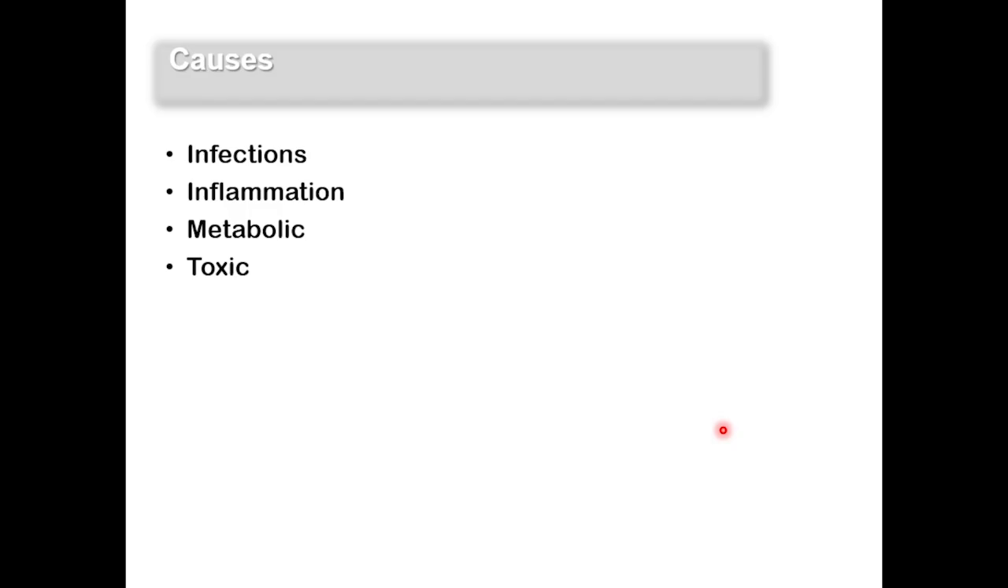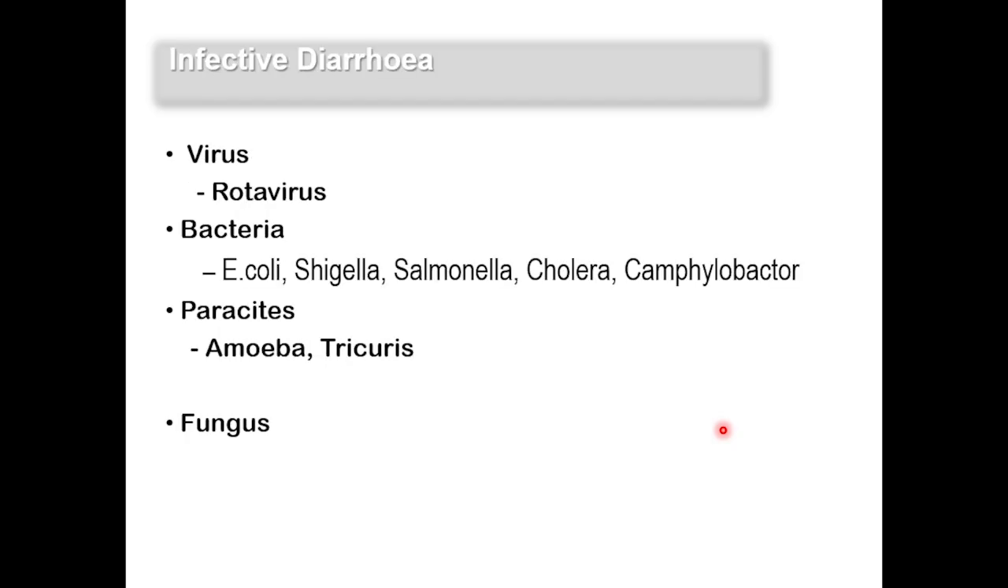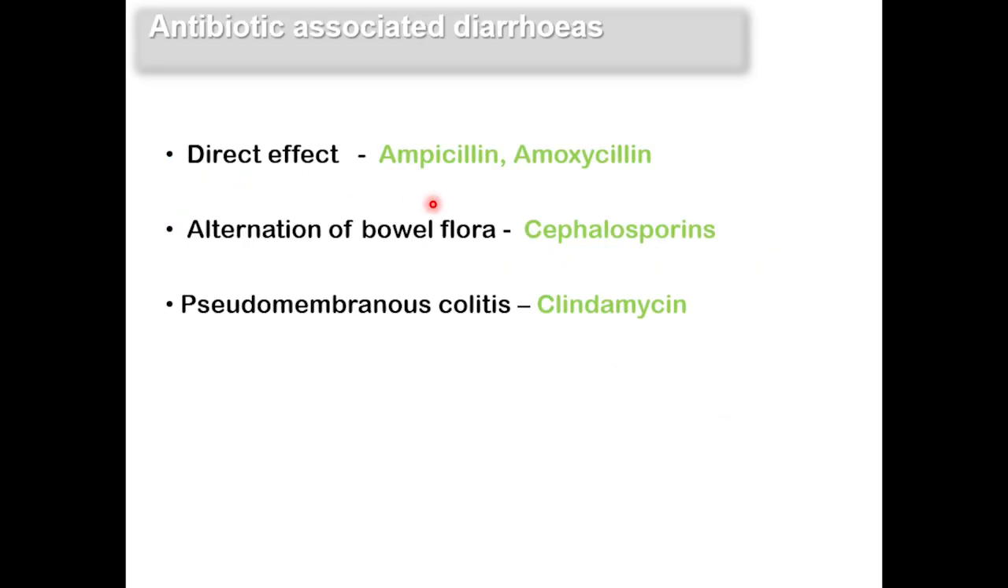So, what are the causes of diarrhea? It can be infection, inflammation, metabolic, or toxic. But I am going to concentrate here on acute diarrhea in children. Those are mainly infective. Most of them are virus and bacteria, and parasites like amoeba and trichuris, and fungus can cause diarrhea. But most of the diarrhea in children is viral and bacterial. Out of that also, most of the diarrhea is viral.